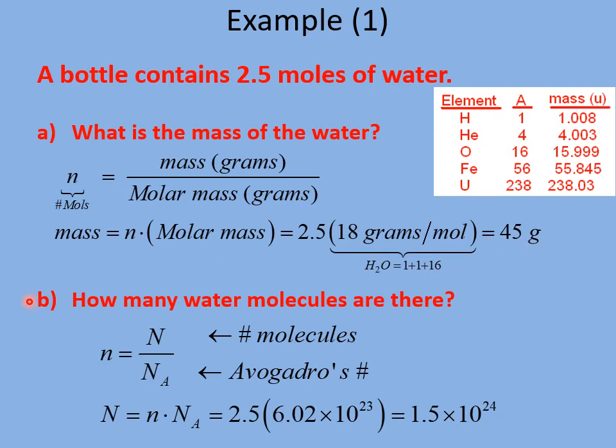Part B, how many water molecules are there? Well, here we're going to use our other definition of a mole. Remember that the number of moles is equal to the number of molecules divided by Avogadro's number. So the number of molecules, big N, is equal to little n, the number of moles, times Avogadro's number. So we have 2.5 moles, and here's Avogadro's number, 6.02 times 10 to the 23rd molecules per mole. So multiplying these two numbers together gives us 1.5 times 10 to the 24th molecules.